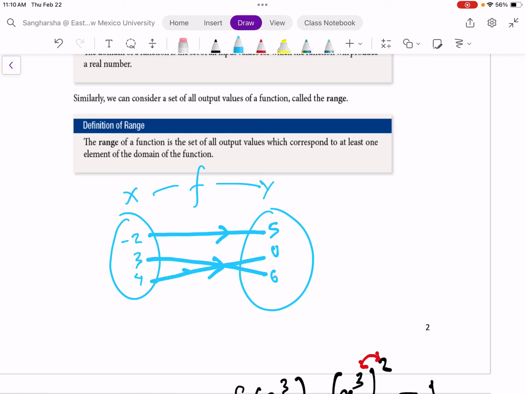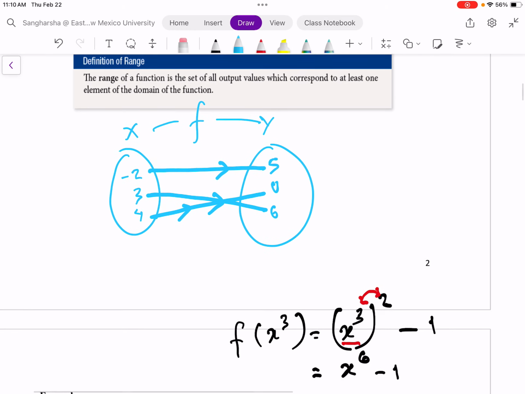Now this is a mapping diagram for a function. Every element of the first set is the domain. So our domain is the collection of every element from the first set. In the first set, what elements do we have? We have -2, we have 3, we have 4. Our first set is the x, so every element -2, 3, 4, these are the domain.